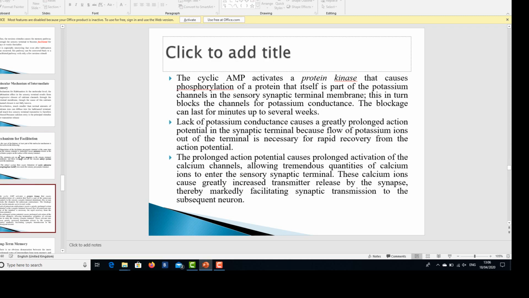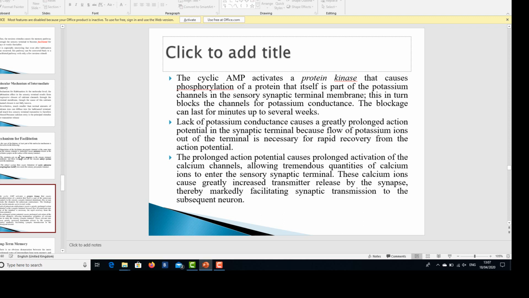The cyclic AMP activates protein kinase, causing phosphorylation of a protein, which itself is part of potassium channels in the sensory synaptic terminal membrane, and is going to block the potassium conductance. The blockage can last for minutes up to several weeks even.